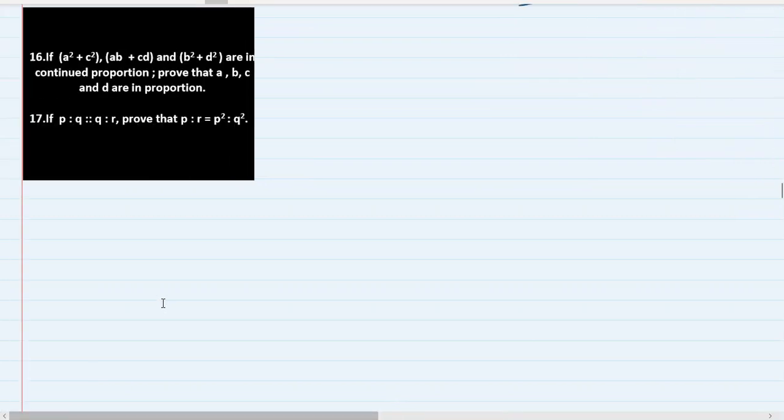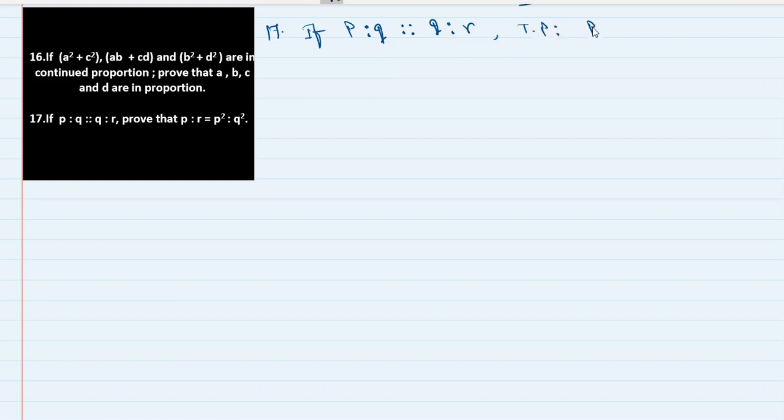Let's do question number 17. Question number 17 says, if P is to Q is in proportion with Q is to R, you have to prove that P is to R is equal to P square is to Q square, and it can be done.